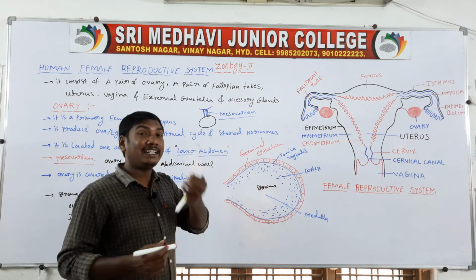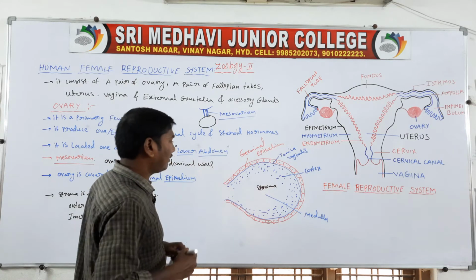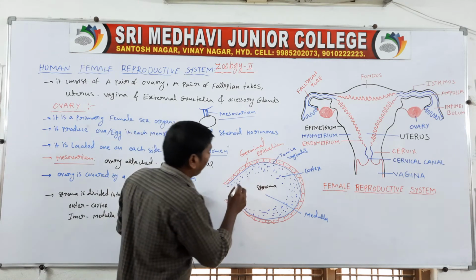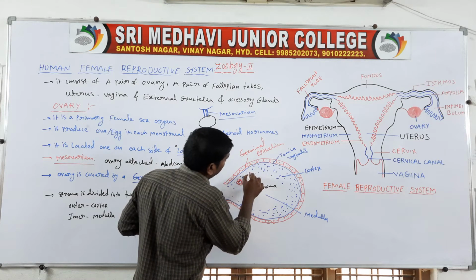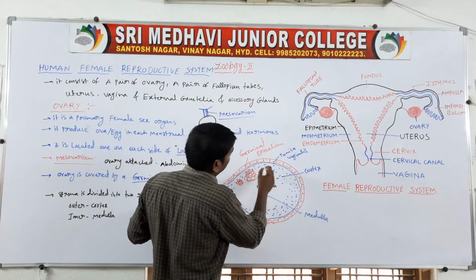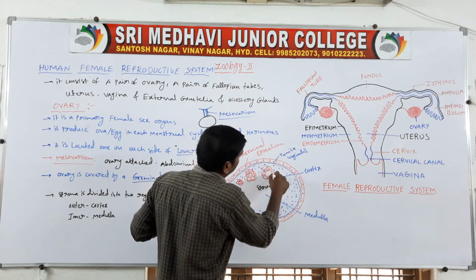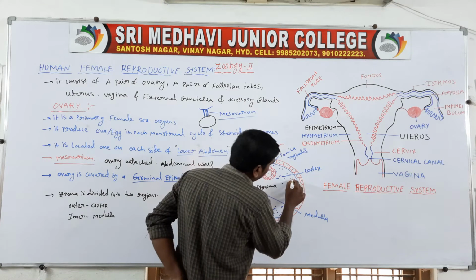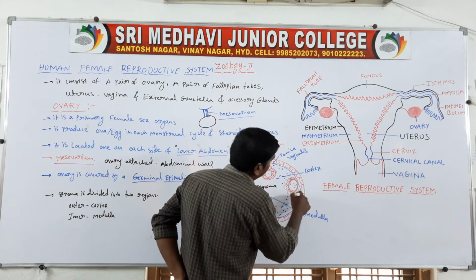Dense granular connective tissue. The outer cortex contains a dense granular connective tissue. In this tissue they are present the various stages of developing ovarian follicles. The outer cortex region contains various stages of the developing ovarian follicles.